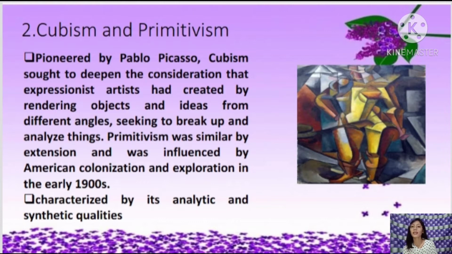Here you can see an example of Cubism and Primitivism. You cannot easily identify what the artwork portrays because we can look at it from different angles. For example, I have seen this as an armored man, while on the other hand, it looks like a vase or whatsoever. Cubism was characterized by its analytic and synthetic qualities.